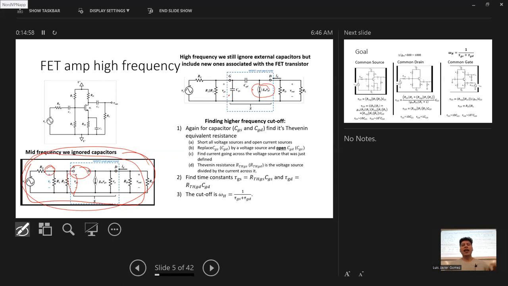Okay, so there's one last caveat. It turns out that these capacitances are so close to one another in value that you can no longer just pick the maximum of the two. Omega high is actually one over the sum of the two. So that's the other caveat: you have to find both of them and add them together to get the estimate of omega high.